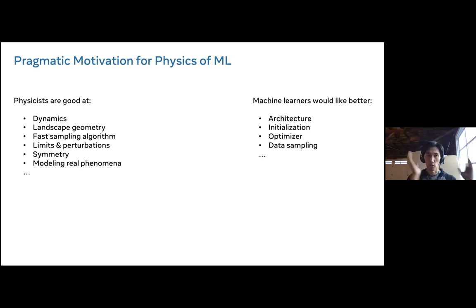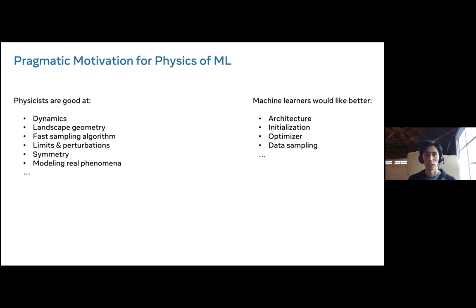Okay, so that's on the one hand, and then on the other hand, there are machine learning people, I don't know how to call them, machine learners, who want a better way to identify what the good architecture would be for the model, the program you're looking at, how to initialize the models, how to optimize the model, and also how to sample the data efficiently from the distribution. So these are two sides of the things.